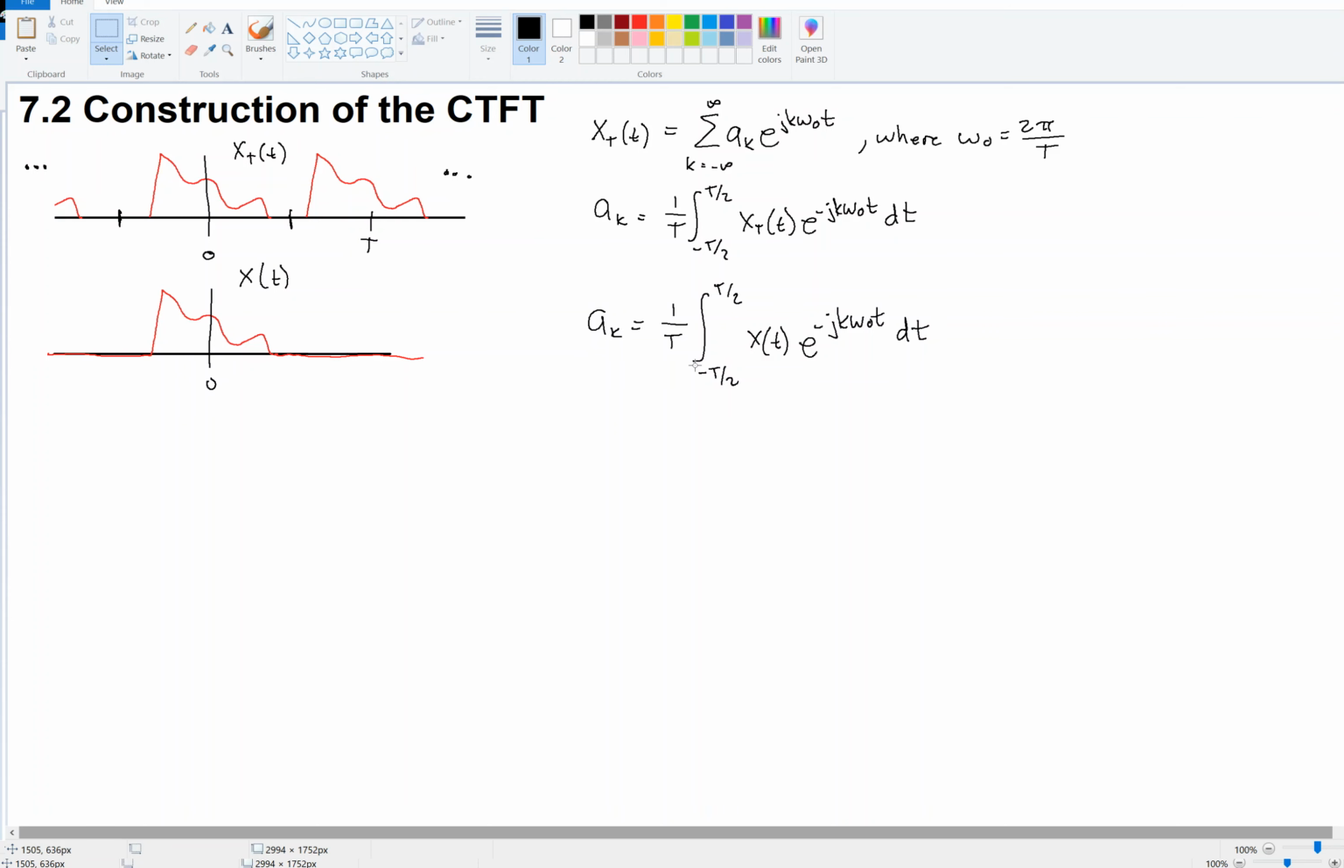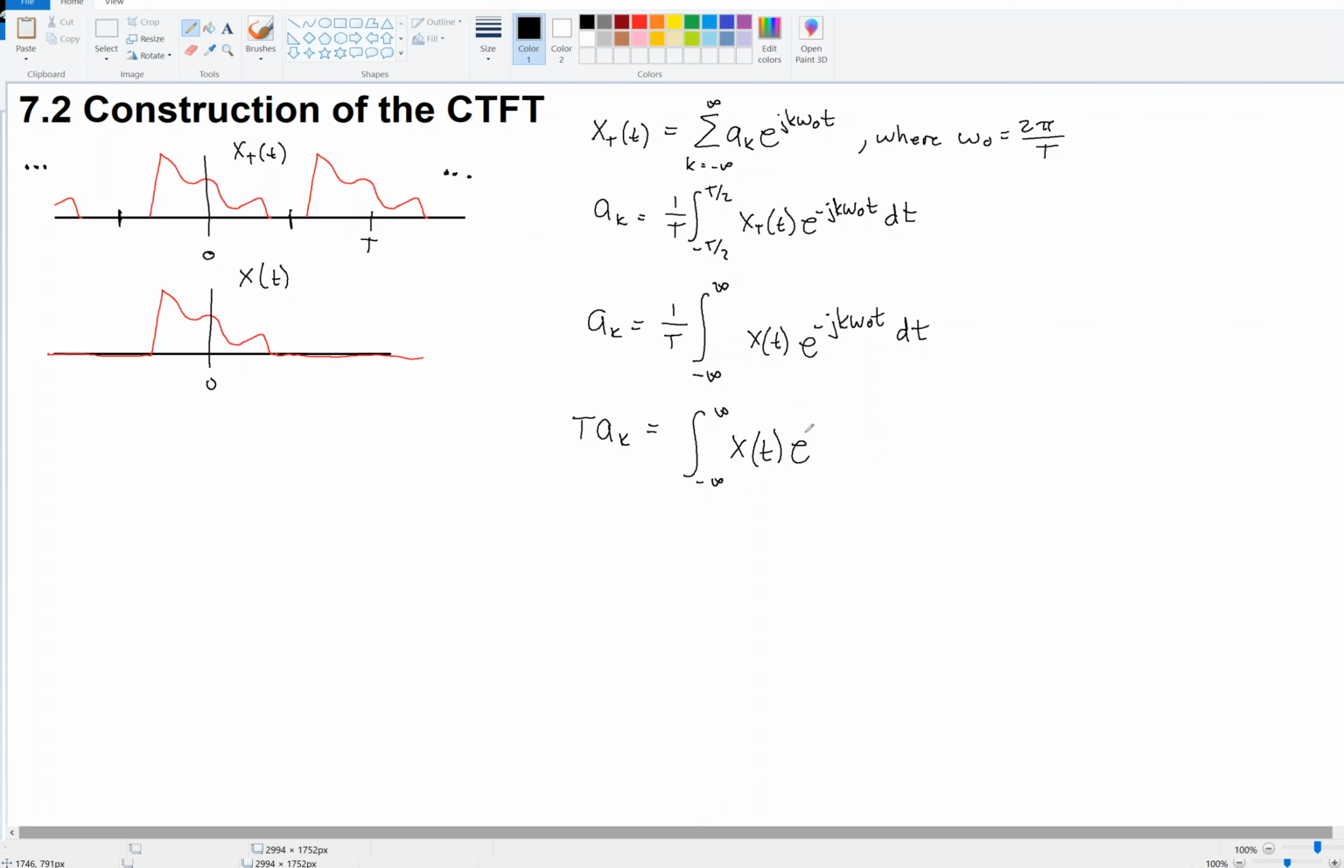So I might as well not start at negative T over 2 because we don't want something that's related to the period of this thing. Let me just go from minus infinity, because this is all 0 over here, so I might as well just begin at negative infinity and go to positive infinity. That way I have something that is independent of capital T. Now if I take this and I multiply both sides by T, then I have something that is independent of the period and the frequency.